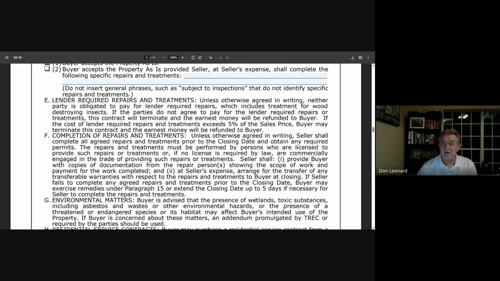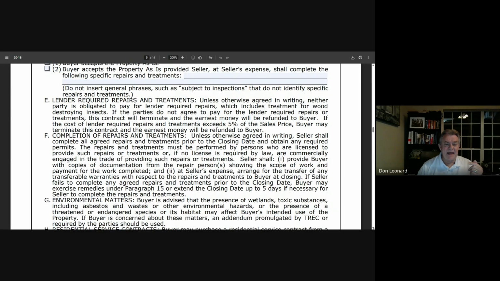In this, it talks about who has the ability to do the repairs. Unless it's agreed to in writing beforehand, the seller cannot do their own repairs. It says that the repairs must be performed by persons who are licensed to provide those repairs, or if no license is required by law, has to be done by somebody who is commercially engaged in the trade of providing those repairs or treatments. So that means somebody has to be either licensed to do it or they make their living doing it, one or the other. Otherwise, they're not supposed to be doing those repairs.